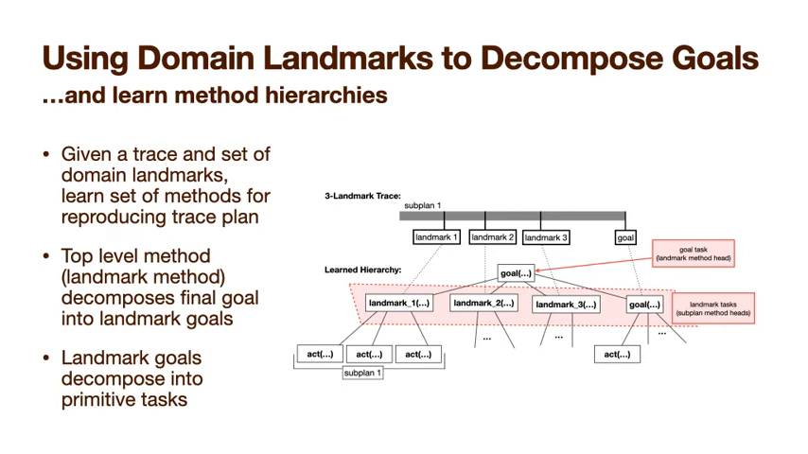Once we have a set of atoms, we use them to create a hierarchy from each training trace. For each trace, we learn a landmark method, which decomposes the top-level goal or task into a sequence of the subset of domain landmarks present in the trace. From each subcomponent of the trace, we learn a method that decomposes the landmark into a plan to achieve that landmark. In previous versions of this algorithm, we used a hierarchy that had multiple levels with more right recursion, but for these experiments, we flattened the hierarchy to keep the focus on the performance of the landmark methods.